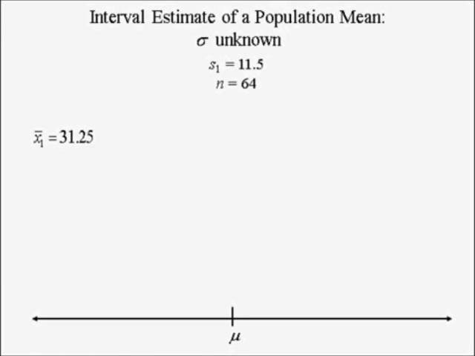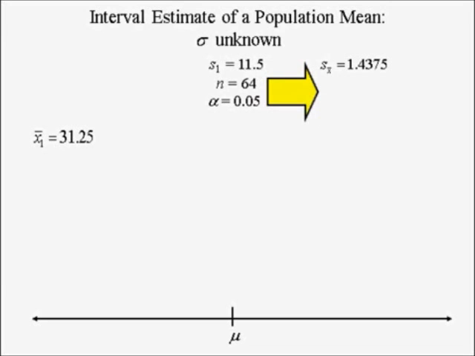The first estimated standard error is thus equal to 11.5 divided by the square root of 64, which is equal to 1.4375. If your boss wants the interval estimate to provide her with 95% confidence, 1 minus 0.95 equals an alpha of 0.05. Since there are two tails in every interval estimate, alpha is divided by 2, which equals 0.025.